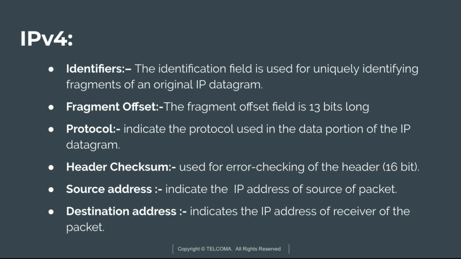Here, the identification field is used for uniquely identifying fragments of an original IP packet. It is also used for adding packet tracing information to help trace datagrams with spoofed source addresses. Next is the fragment offset.